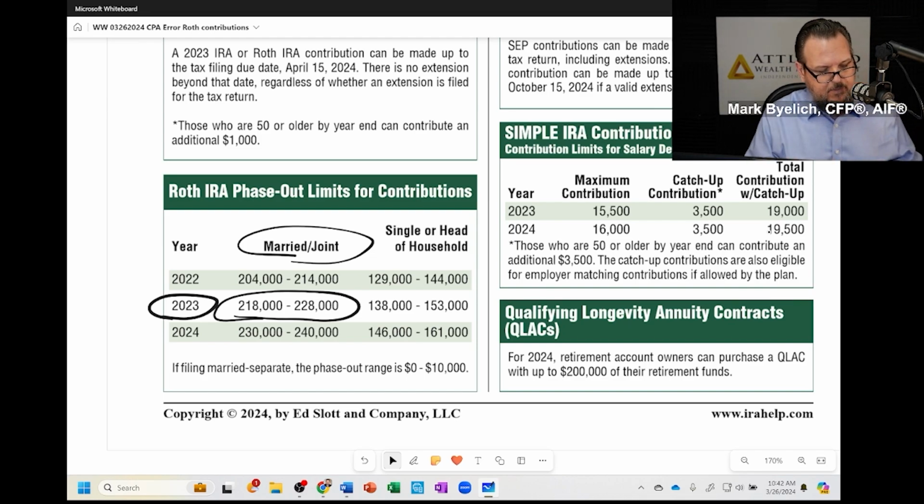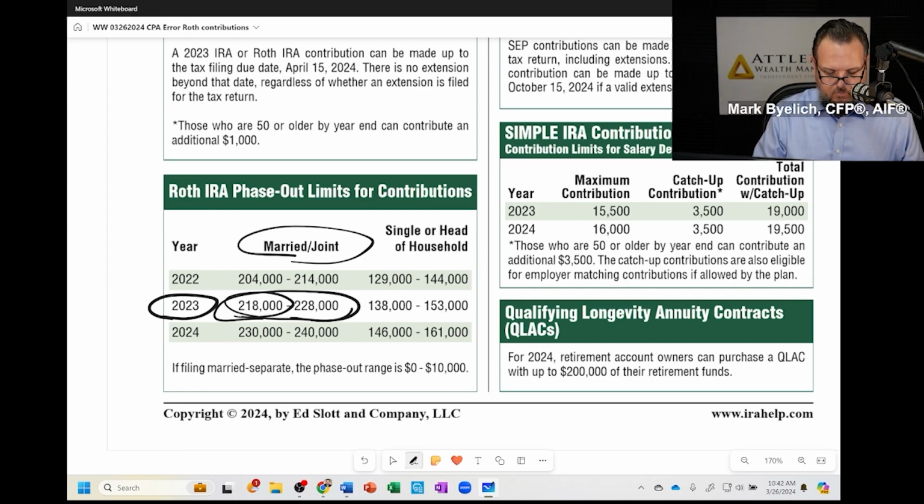So I explained this during the weekly webinar section of this broadcast, but modified adjusted gross income, or the phase out, excuse me, the phase out. What that means is once you hit $218,000 in modified adjusted gross income, there's a formula and it starts chipping away at the amount that you can contribute to your Roth IRA.